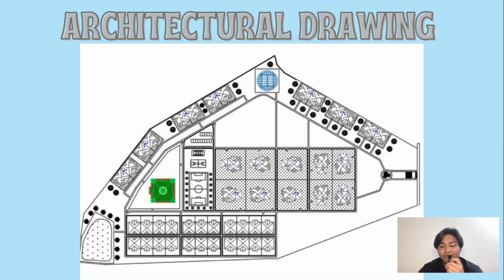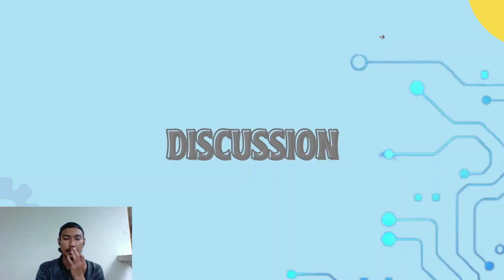Next, this is our layout or architectural drawing for the area that we chose. This plan consists of three types of houses, which are semi-detached, bungalow and terrace.